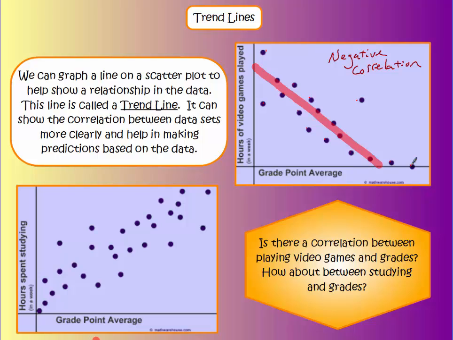So let's take a look at this bottom one. It says hours spent studying in a week, and the grade point average. Here now it looks like we have a positive correlation. As the data goes from left to right, it's going up. So it looks like there's a positive slope, or a positive correlation, in this data.